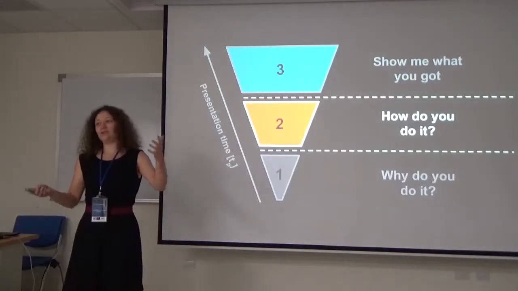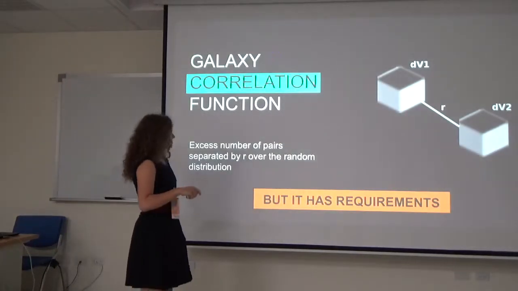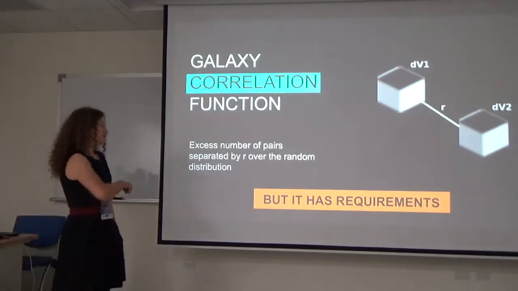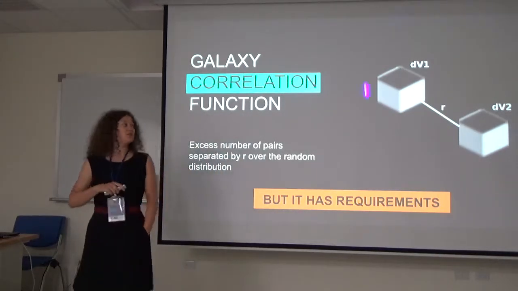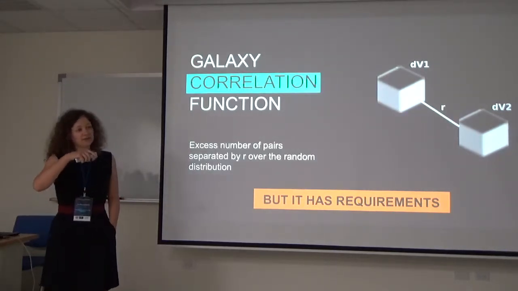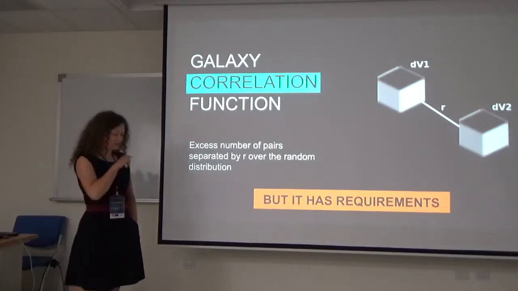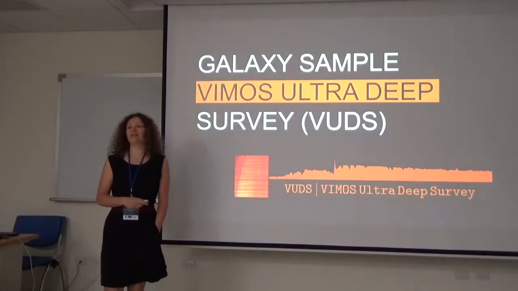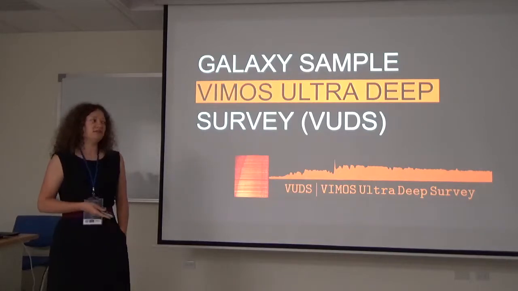So how are we going to do that? First of all, we are going to use a relatively easy statistical tool, which is called the correlation function, which in its very essence computes the probability of finding two galaxies or two objects in general at a given distance, measuring the probability above random. It's a nice and fun tool, but it has its requirements. You need really, really good spectroscopic data for that, because you need a good measurement of the redshift.